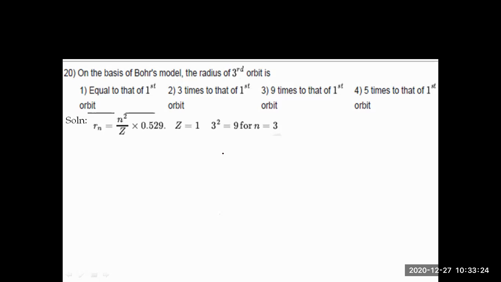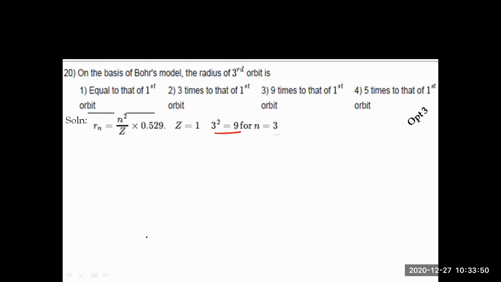N is equal to 3. So it's nothing but 3 square. So it becomes 9 times to that of first orbit. N you substitute, so it becomes 3 square, 9. 9 times the radius of first orbit.